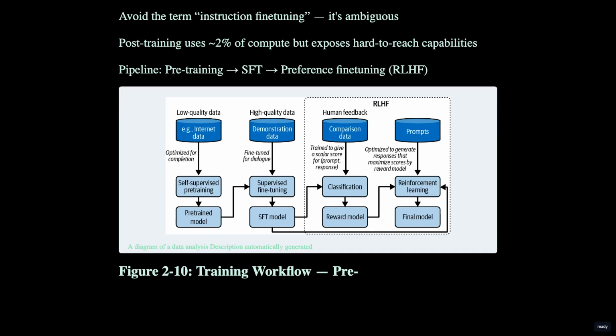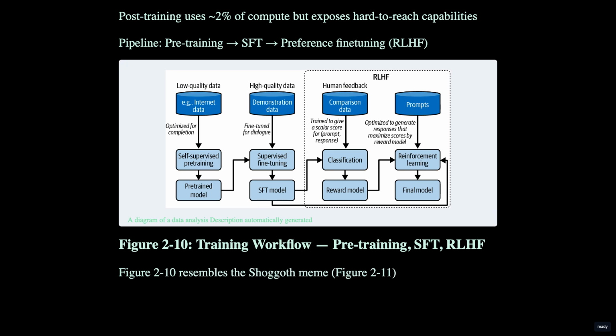This figure gives an overview of the three-stage training pipeline: large-scale pre-training, supervised fine-tuning, SFT, and reinforcement learning from human feedback, RLHF. We'll use this section to follow how data, human labels, and reward models shape the model at each stage. If you squint, the arrangement of shapes in Figure 2.10 looks a lot like the Shoggoth with smiley face meme shown in Figure 2.11.